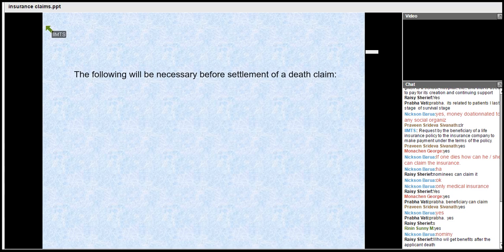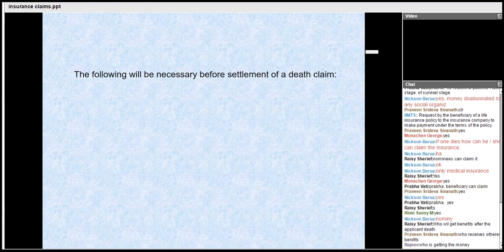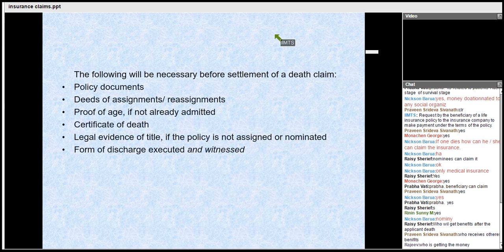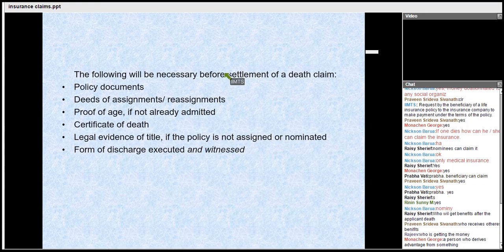Fine. If the policy is reported to be lost, what will happen in that case? If the policy is reported to be lost, insurers are unlikely to settle on the basis of an indemnity, as is done in case of maturity claim, because after payment of the survival benefit, the policy remains in force. Hence the insured is advised to obtain a duplicate policy. Documents necessary are the policy document, deeds of assignment, proof of age, if not already submitted.